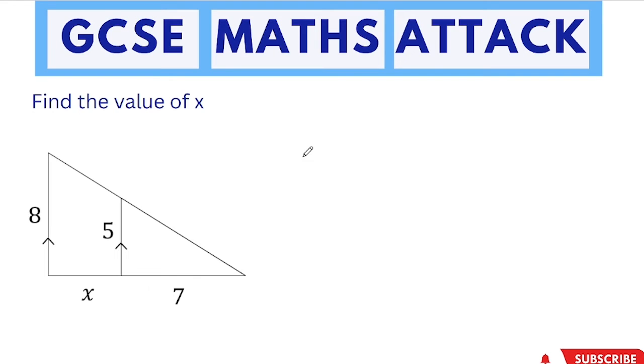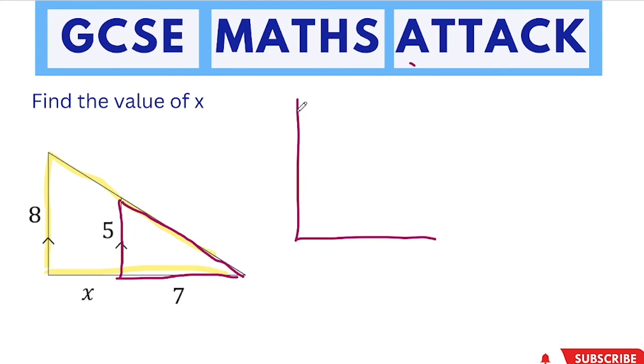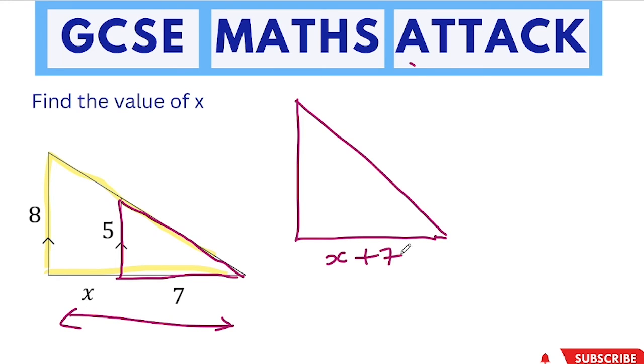So I'm going to redraw both of those triangles. Now I can see that there's a smaller triangle over here, so if you can see this one over here. And I could see there is a bigger triangle over here, and they are combined. So I'm going to draw the larger triangle over here. So I can see the bottom, if I was going to add them up, it's going to be x plus 7. Now I could see that this is 8 centimeters. And I'm going to draw the smaller triangle over here, and I could see that this is 7 centimeters and this is 5 centimeters.